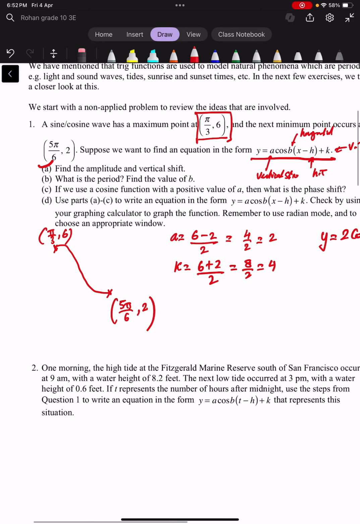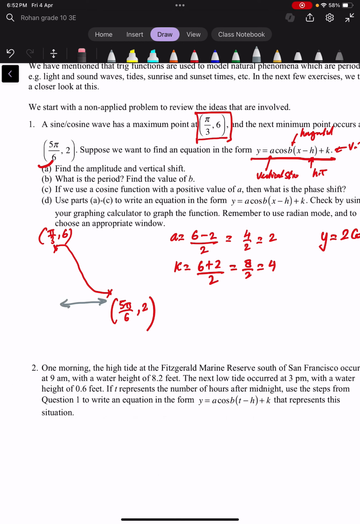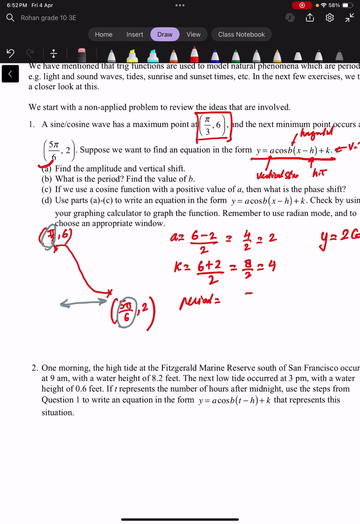Now, period is what? How much of the graph is this, from here to here? It's half a cycle. So to get the period, you'll do this minus this, then multiply by 2, because it's half the cycle. So period will be 5 pi by 6 minus pi by 3. Correct?